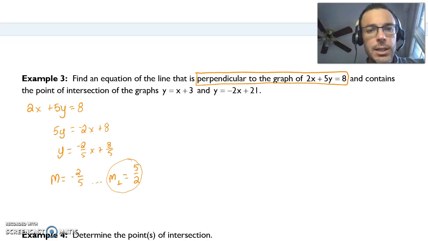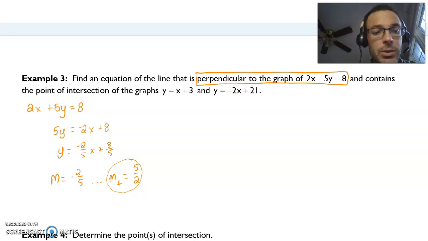So there is a lot going on in this problem, but first and foremost, they want me to write the equation of a line. So I need a point and I need a slope. My slope, because it's going to be perpendicular to the graph of this line, which has a slope of -2/5, the slope I will use is 5/2. The point I want to use needs to be the intersection of these graphs. That's a solve a system of equations problem.